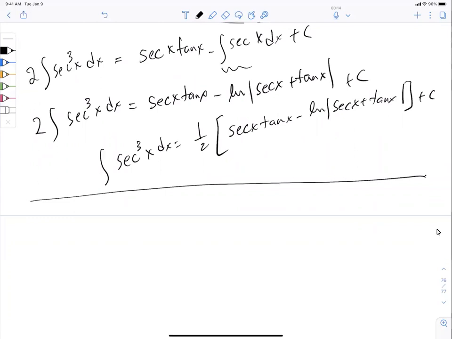Now, if I have a combination of secant and tangent, let's say secant to the mx, tangent to the nx, it's the same. Depending on what your m and n are, again, just like before, it outlines how to proceed with this problem.